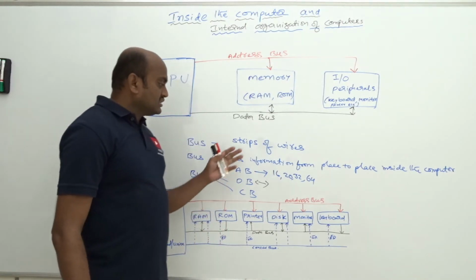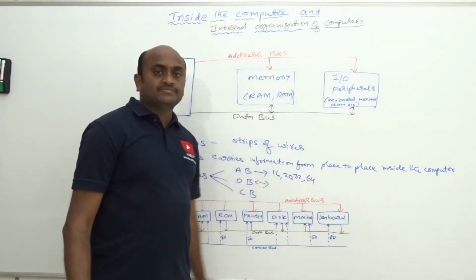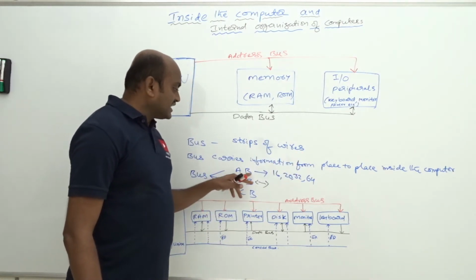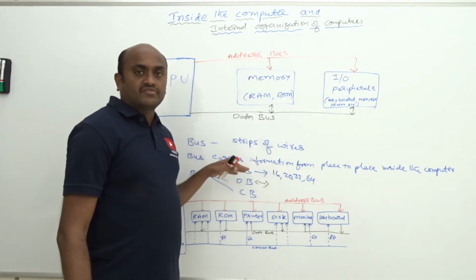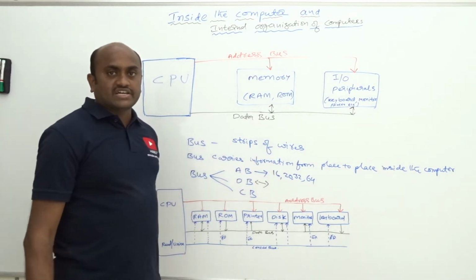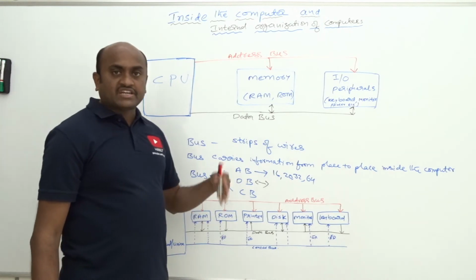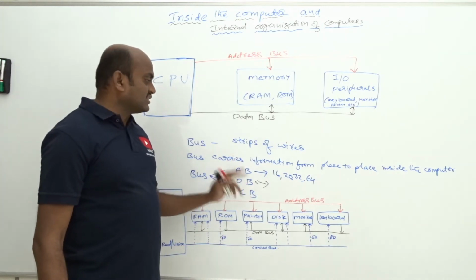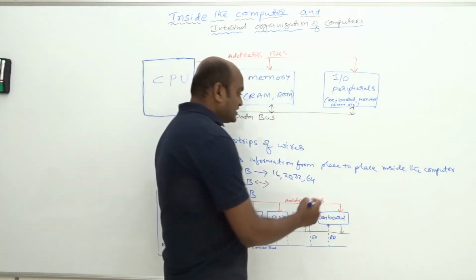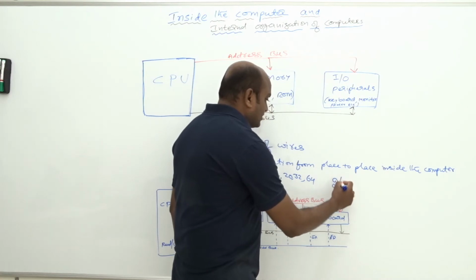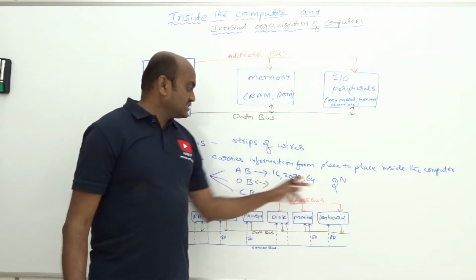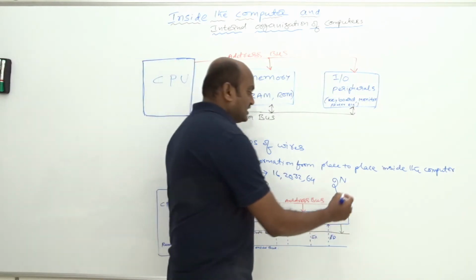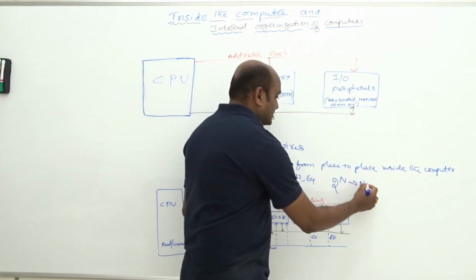Depending upon the number of address lines which are available, the memory handling capability or the addressing capability, both memory and IO addressing capability, of that particular CPU will be decided by the formula 2 to the power of n, where n indicates the number of address lines.